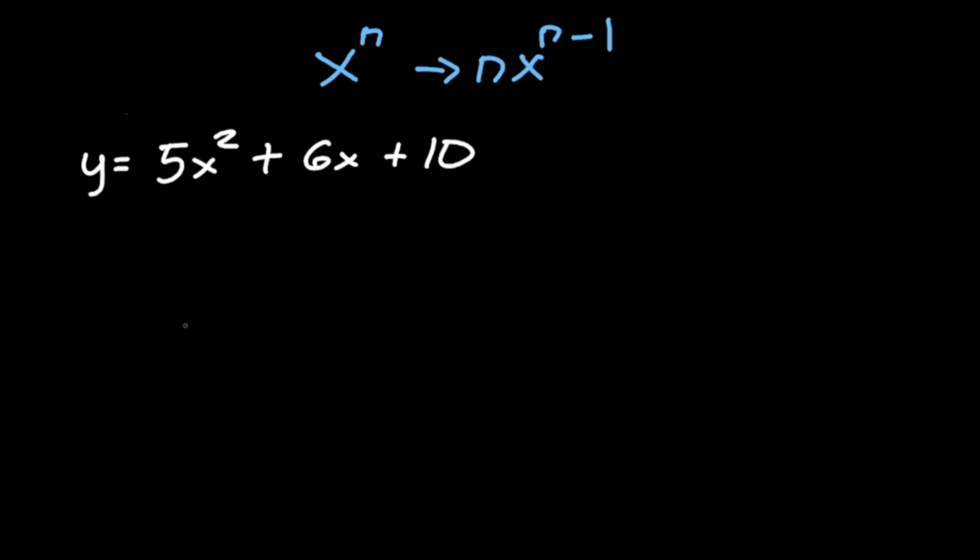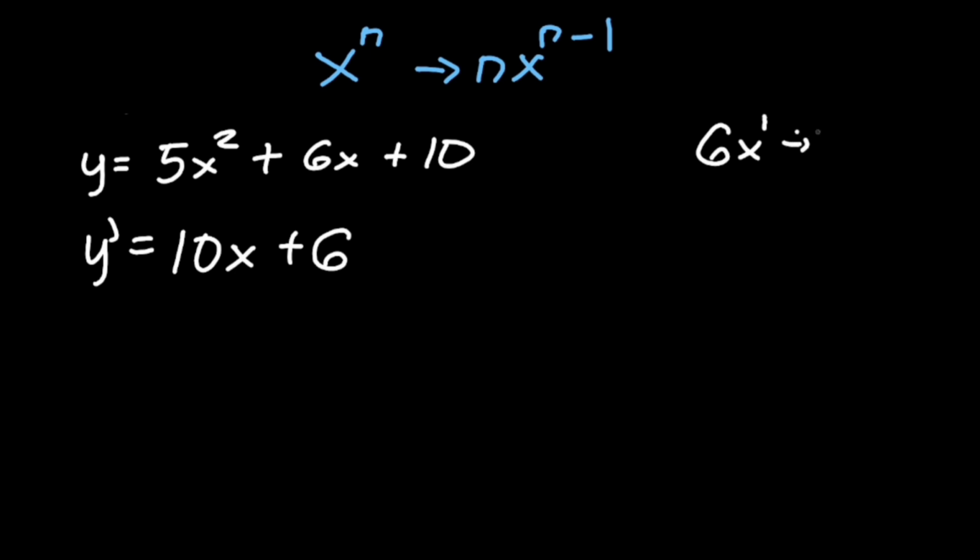Now, let's try this example. Y equals 5x squared plus 6x plus 10. Y prime will be the derivative of y. Now, the derivative of 5x squared based on the power rule will be 10x, plus the derivative of 6x, which will be simply 6. Now, the explanation for this: 6x, if there is no exponent given here, it will automatically be 1. Now, if you use the power rule on this, you will get 1 multiplied by 6x.